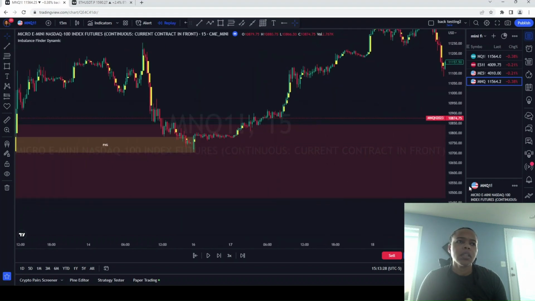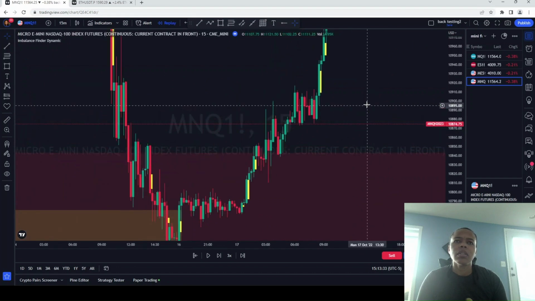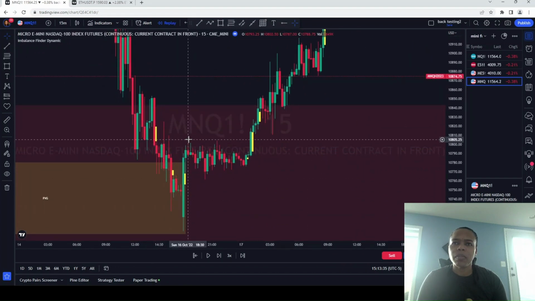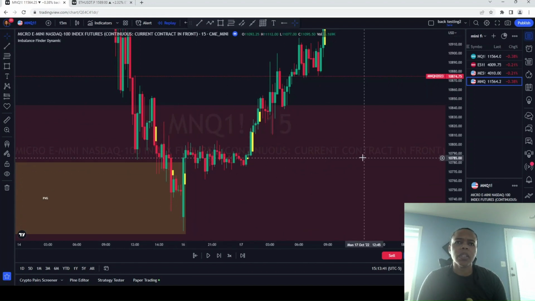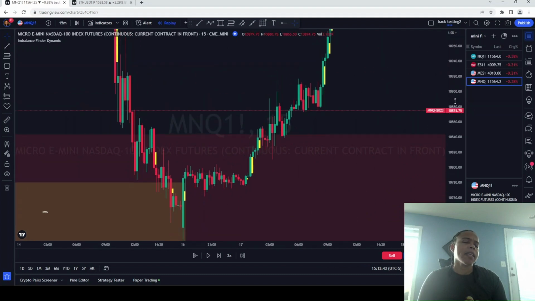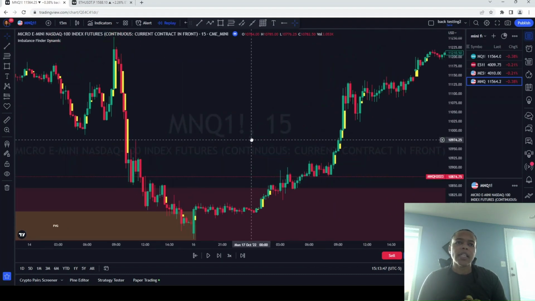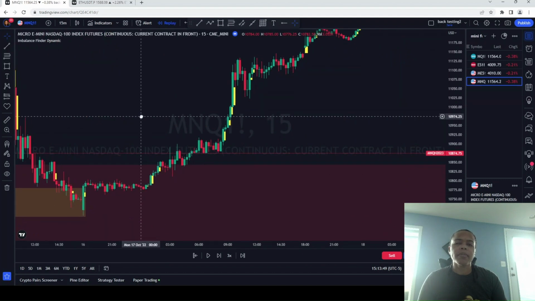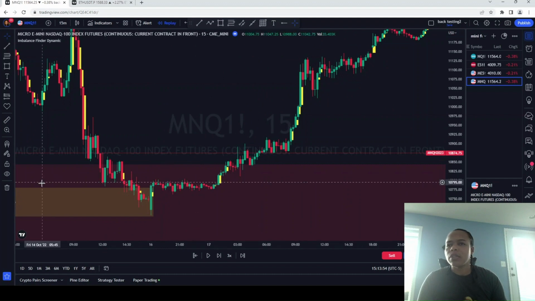Because I don't know. If we zoom in on it, zoom in. So we technically broke the structure here. We consolidated, then broke upwards. Then, and this is the part that gets me sometimes, I like to see a nice strong break. You know what I mean? But there's a lot of consolidation right here.